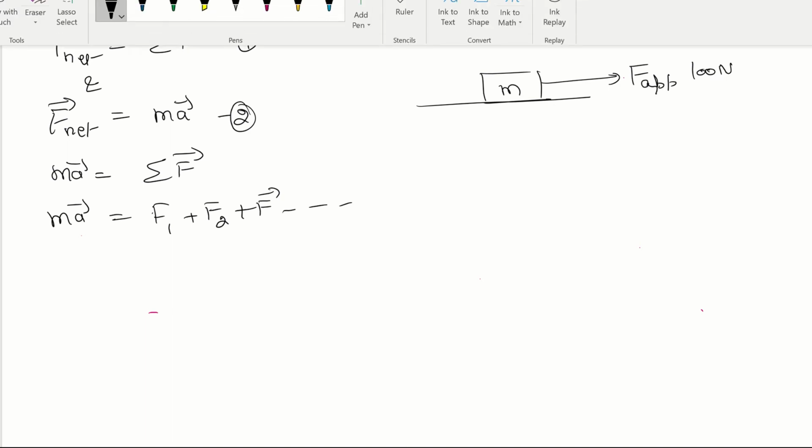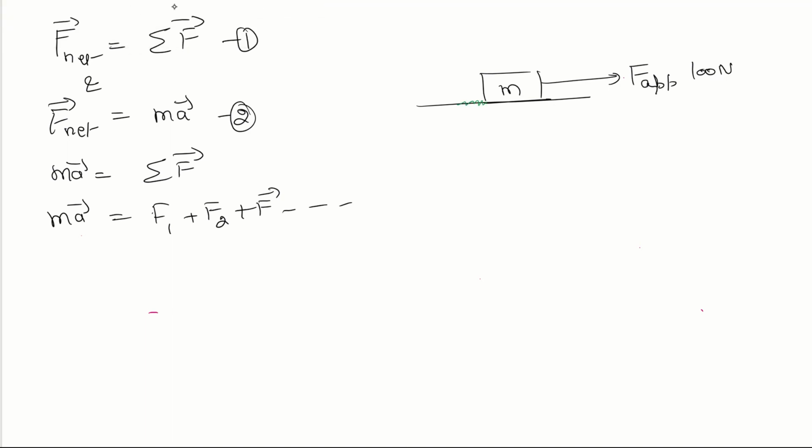So let's take an example. If this is an object having the mass m placed on the ground, and if I apply a force, F applied, let's say 100 newtons in the forward direction, and then a force of friction acting in the opposite direction, this force of friction is 60 newtons. I wanted to find out what will be the acceleration of this body.